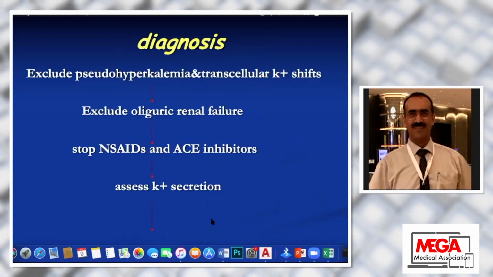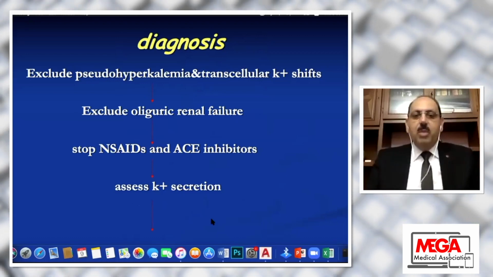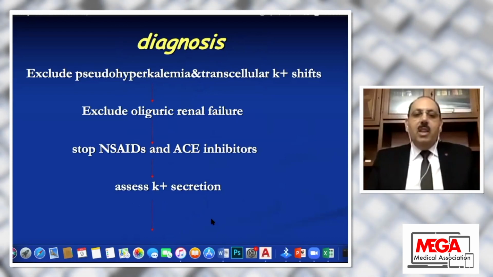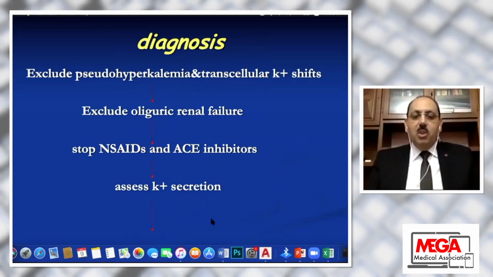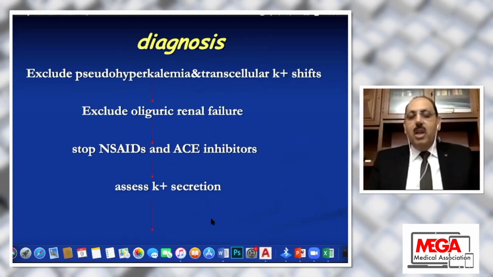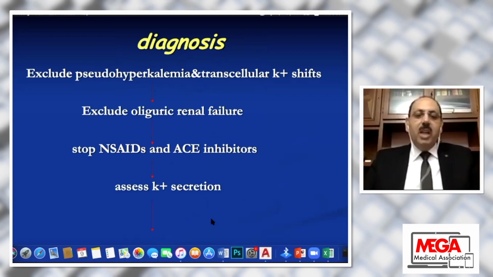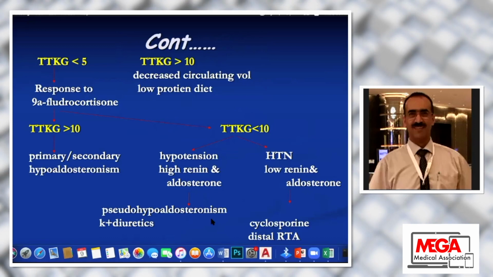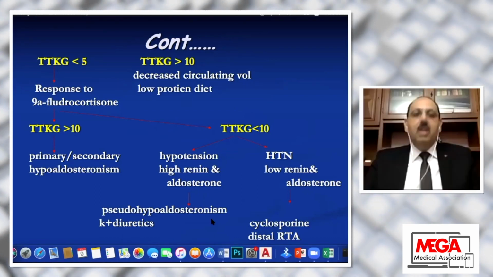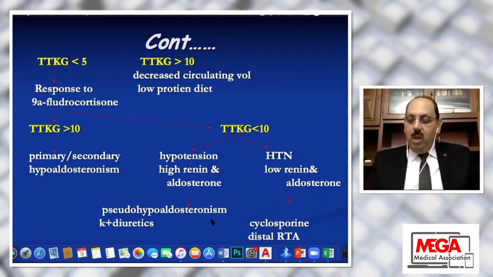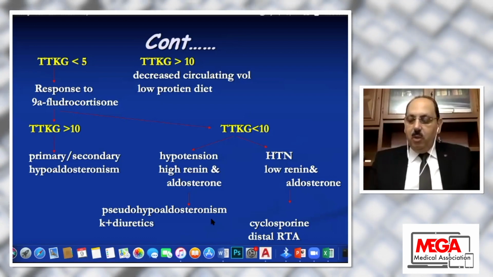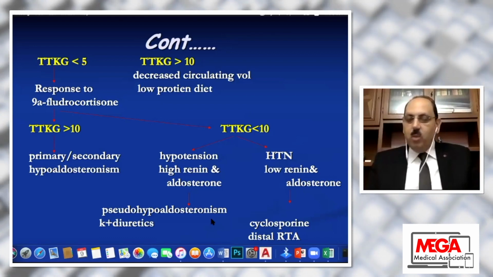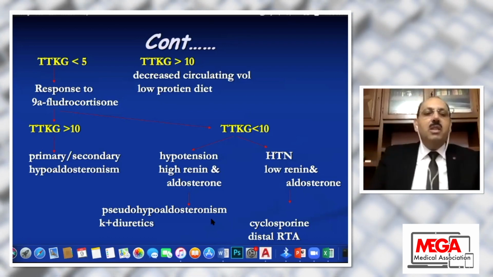For the diagnosis of hyperkalemia, we have to exclude pseudo-hyperkalemia or the shift of potassium to the intravascular space, exclude oliguric renal failure, stop non-steroidal anti-inflammatory drugs or ACE inhibitors, which may be the cause of hyperkalemia, and then assess potassium secretion. Here also the TTKG, the trans-tubular potassium gradient, as we said before, and we show the formula where urine potassium over plasma potassium divided by urine osmolarity over plasma osmolarity, we can measure the trans-tubular potassium gradient.